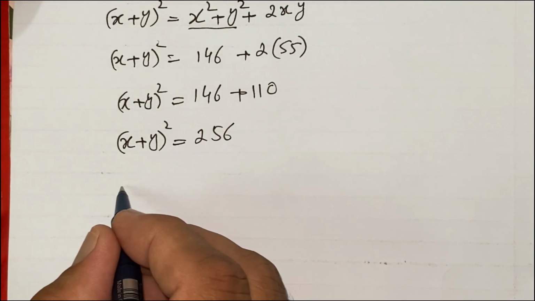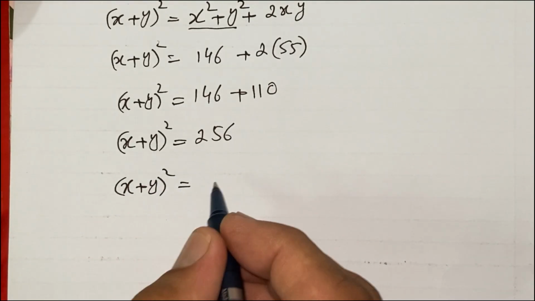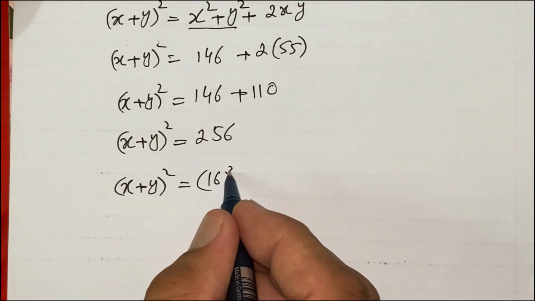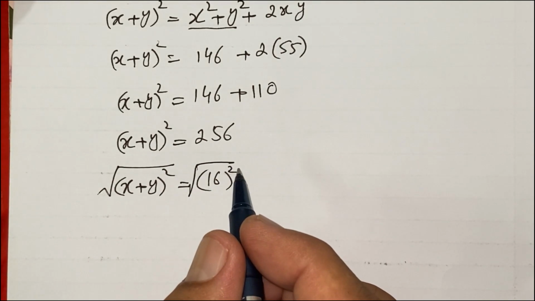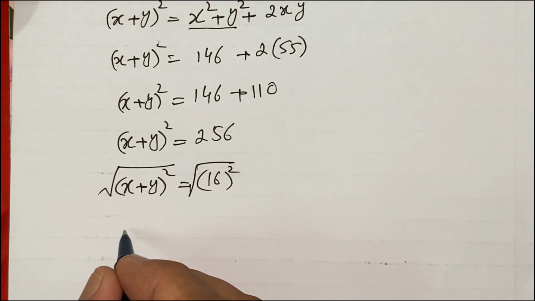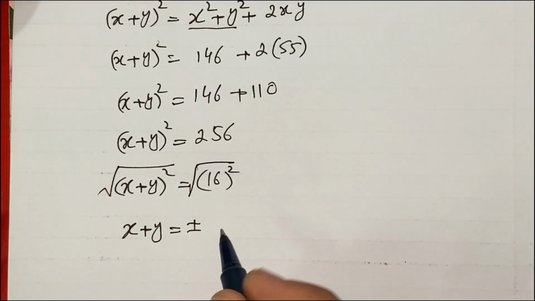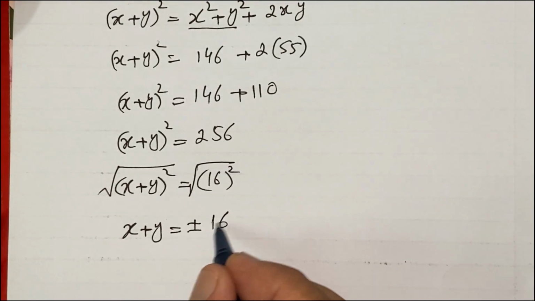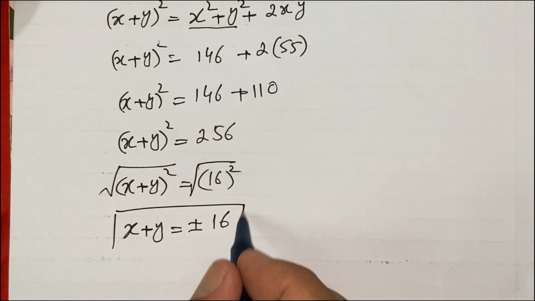Then x plus y whole square is equal to 16 square, taking square root. Then x plus y is equal to plus minus 16, which is our answer.